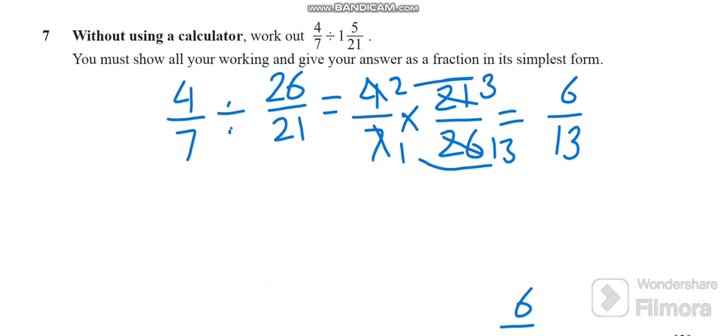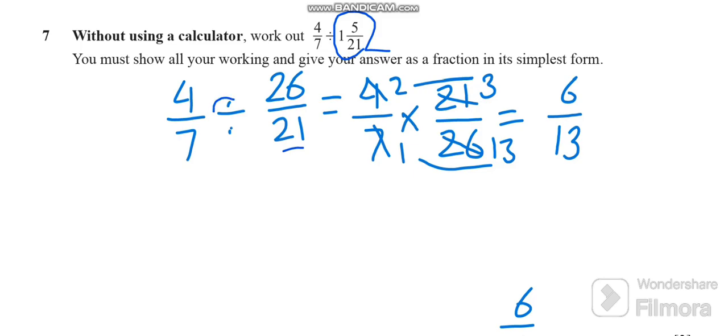Question 7 states: without using the calculator, work out 4 over 7 divided by 1 and 5 over 21. You must show all of your working and give your answer as a fraction in its simplest form. First, we will convert this mixed fraction into a normal fraction. So 21 will be at the base as the same, but 21 multiplied by 1 will be 21, plus 5, that will be 26. So the answer is 26 over 21.